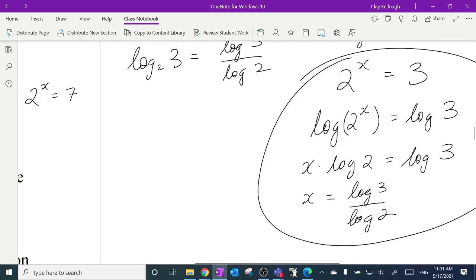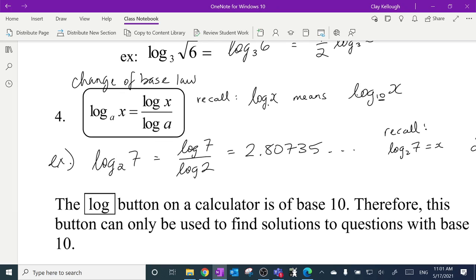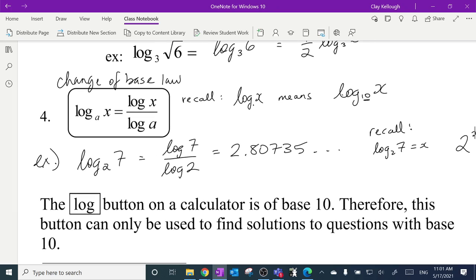So you can just remember it as a rule if you like, or you can just see that that's how the algebra works. The log button on a calculator is of base 10, therefore this button can only be used to find solutions to questions with a base of 10. There are, of course, fancier calculators that have logarithms where you can enter in any base you like. I don't have one of those in front of me.